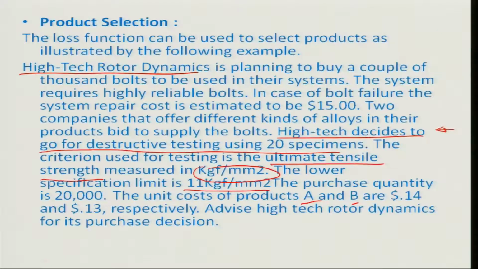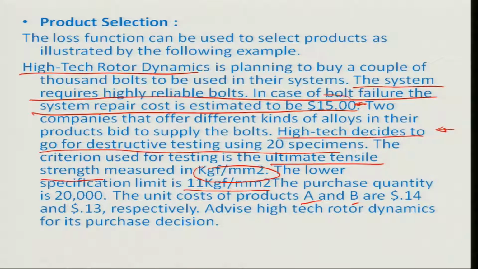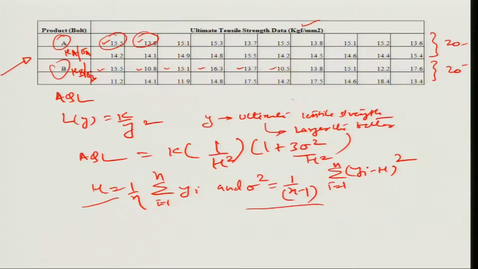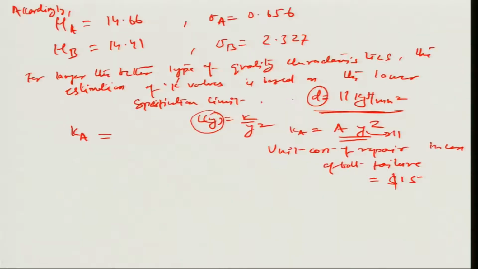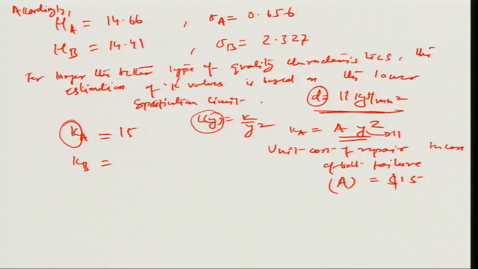If you look at the problem example, the system requires highly reliable bolts, and in case of bolt failures, system repair cost is estimated to be $15. Okay. So, having said that, we can actually try to calculate the loss constant for the product A and B, and this would be again the value for A, the unit cost for the system when the bolt failure happens, times the square of the minimum specification.